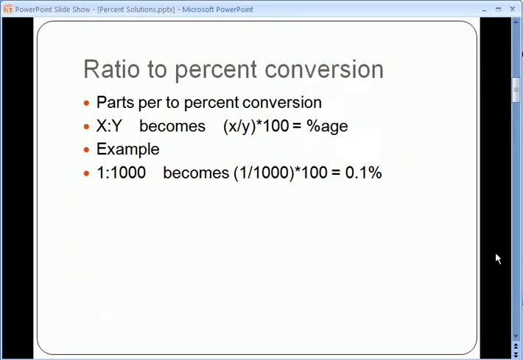If you're going to convert a ratio, like 1 to 1,000, to a percent conversion, here's the formula for doing it. X to Y becomes X divided by Y times 100, and that gives you your percentage. So here's an example. If you have a concentration of 1 in 1,000, it becomes 1 divided by 1,000 times 100, or 0.1%.